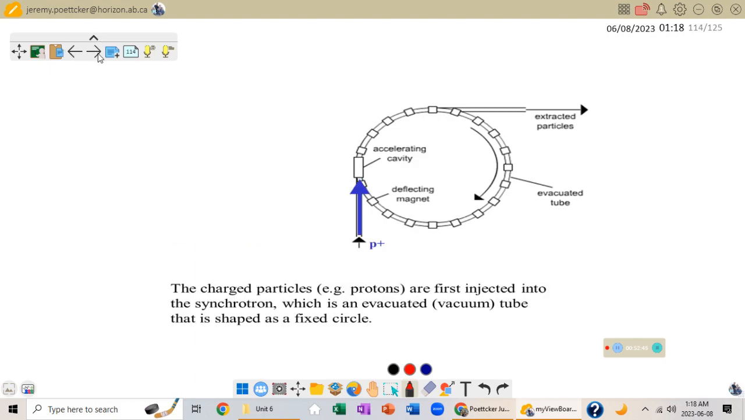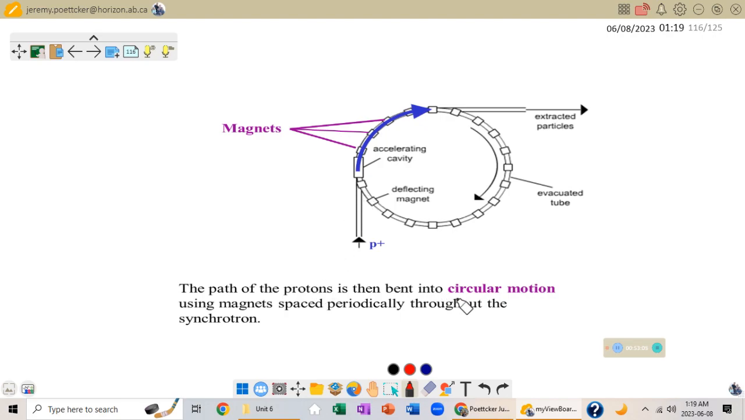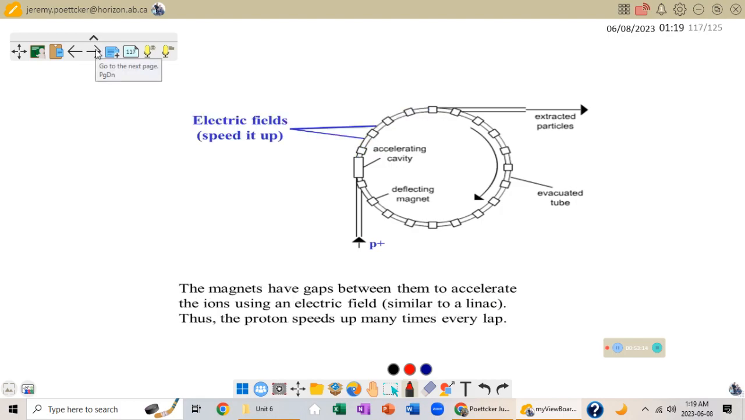So how does this work? Well, we first inject them into the synchrotron, which is an evacuated tube, like a vacuum tube, shaped in a fixed circle. Protons are sped up through an electric field. That's in the accelerating cavity. The path of the protons is bent into circular motion using magnets that are spaced periodically throughout the synchrotron. In between each magnet, we've got electric fields which speed it up, similar to a linear accelerator. So the proton speeds up many times every lap.